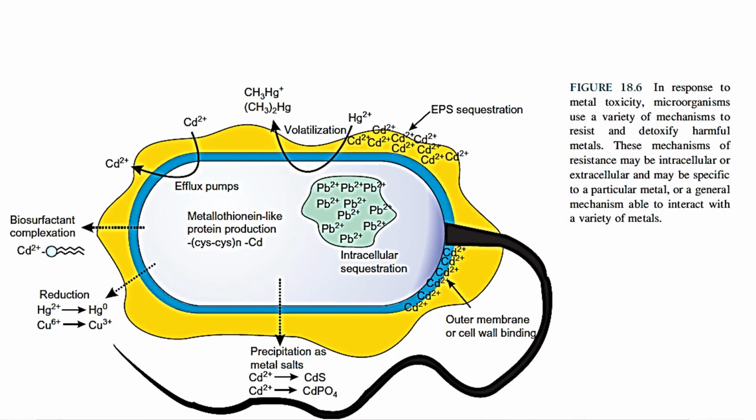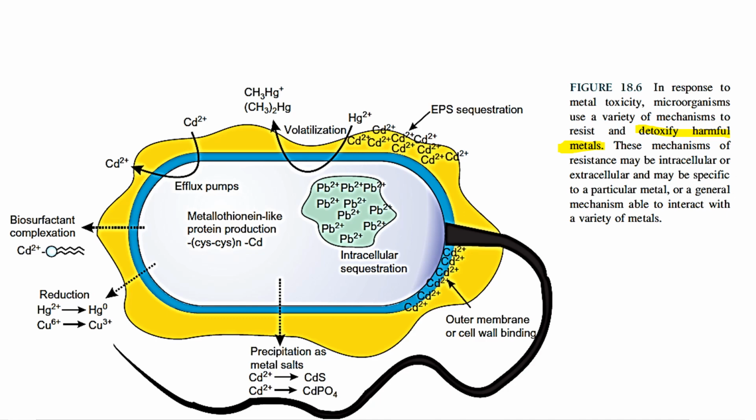Okay, so there are lots of methods that a microbial cell has evolved to detoxify the harmful metals. So what are these mechanisms? From this particular diagram, you may know the different kinds of mechanisms. These mechanisms are practically divided into two: metal dependent and metal independent. Metal dependent mechanisms of resistance are very specific to a particular set of metals.